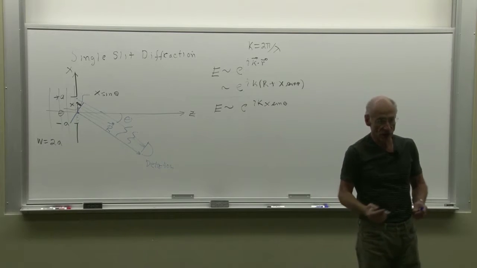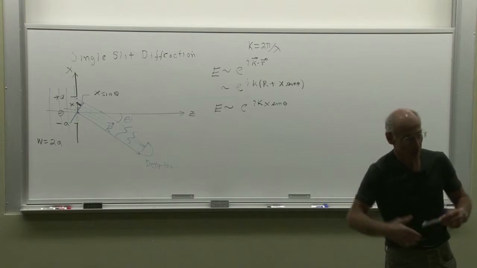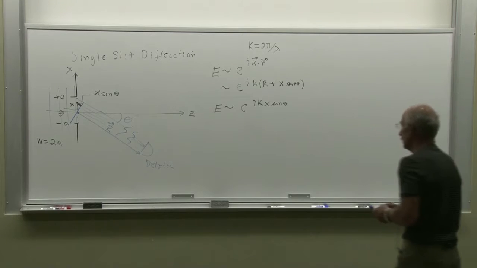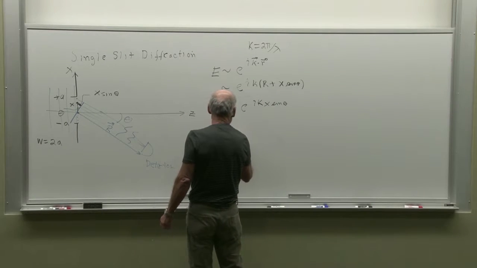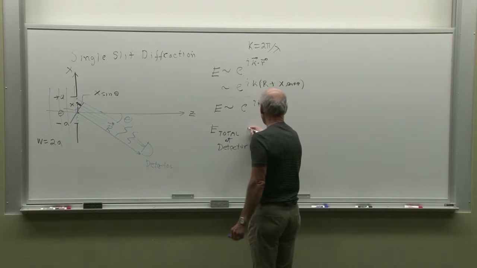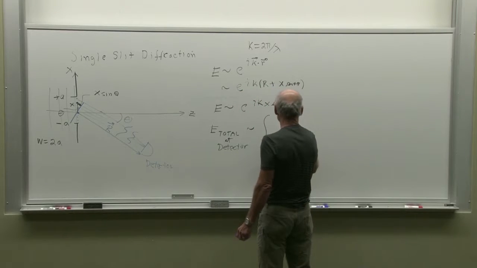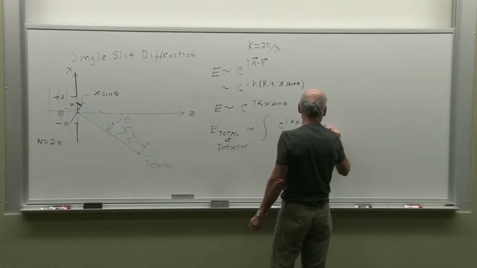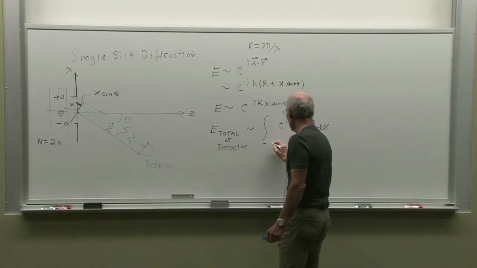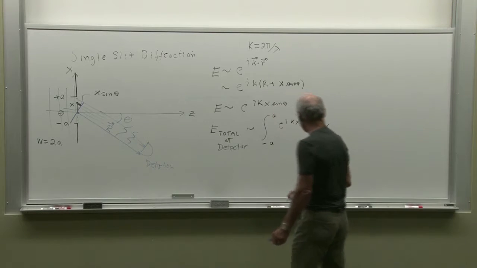That's for one x. I've got to add up all these waves. You know how I'm going to add them up? With an integral, right? So the total out here at the detector is the integral of e to the i kx sine theta, integrating over all x from minus a to a.